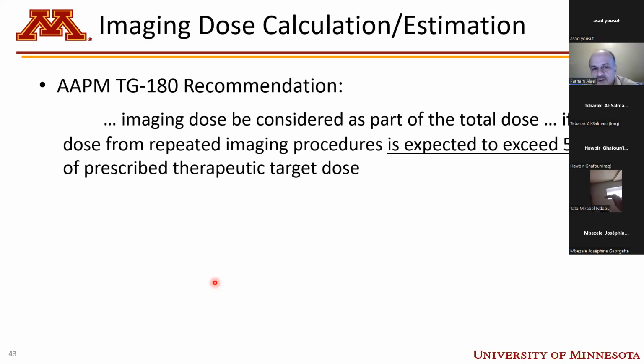So moving on to imaging dose calculation and estimation, AAPM TG180 recommends that the imaging dose be considered as part of the total dose if it is expected to exceed 5% of the prescribed therapeutic target dose. And there was a lot of discussion surrounding that, why 5%, and finally 5% was what we agreed upon. Because less than that basically is not practical, and we felt 5% is a good number because of the ICRU recommendations that delivered dose must be within 5% of prescribed dose, essentially.